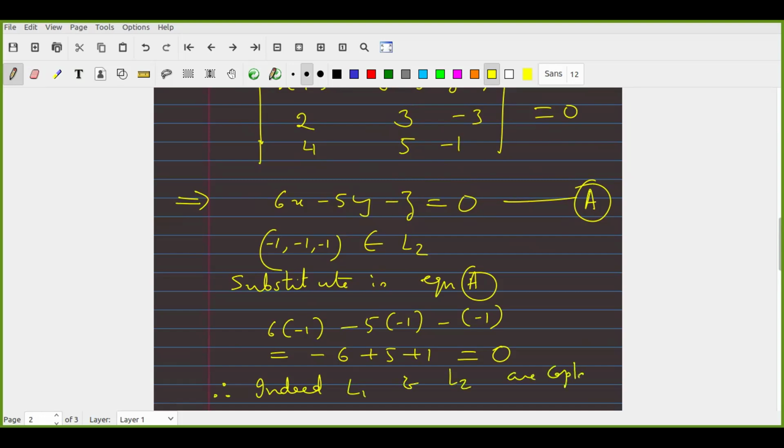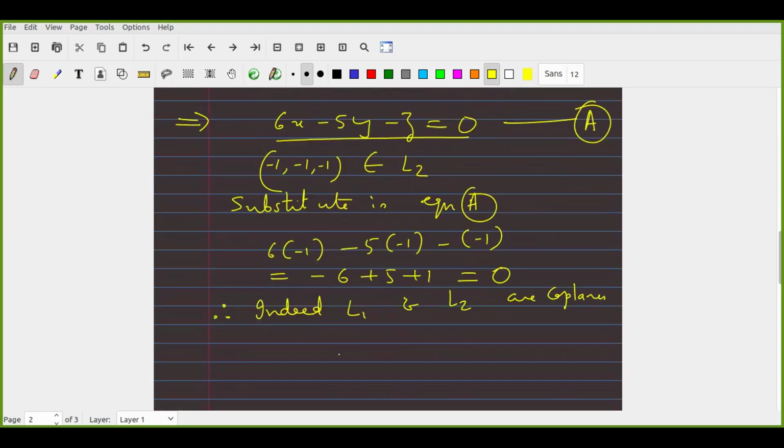Had they not been coplanar, then the second line's point would not lie in this plane that I constructed, right? Because this point is satisfying equation A, we are reconfirming that the two lines are indeed coplanar.